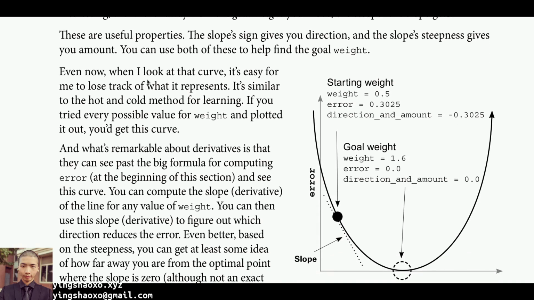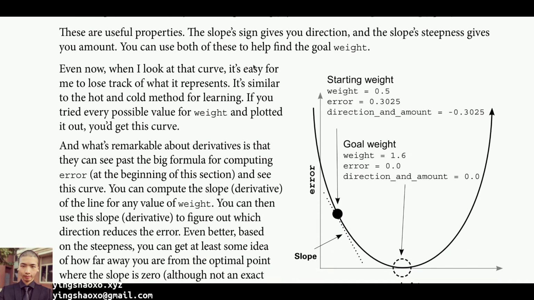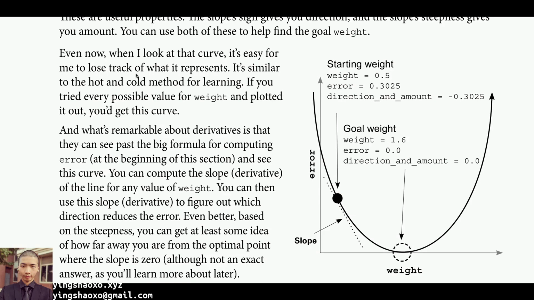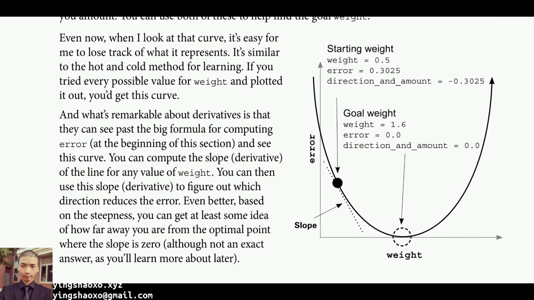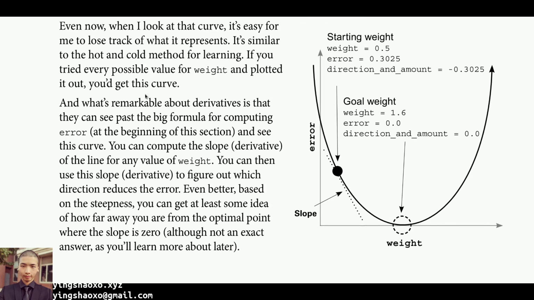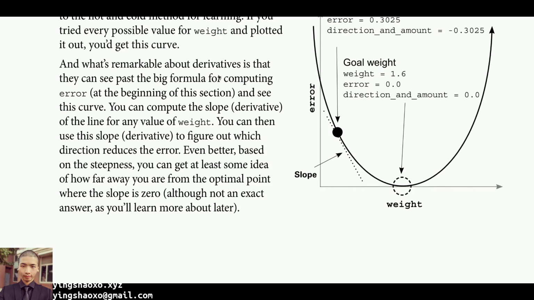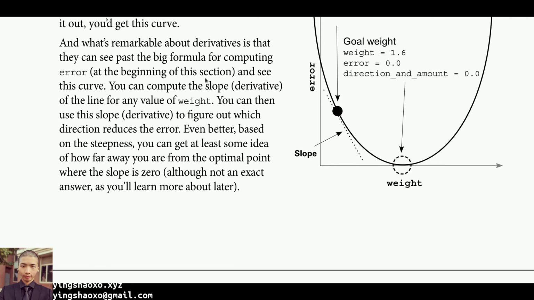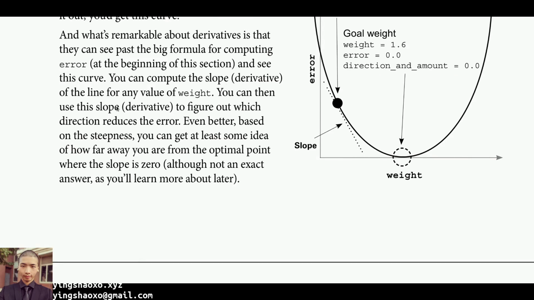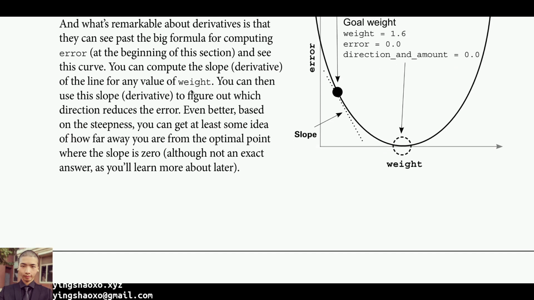Even now, when I look at that curve, it's easy for me to lose track of what it represents. It's similar to the hot and cold method for learning. If you tried every possible value for weight and plotted it out, you would get this curve. And what's remarkable about derivatives is that they let you skip past the big formula for computing. At the beginning of this section you saw this curve, and you can compute the slope or derivative of that line for any value of the weight.